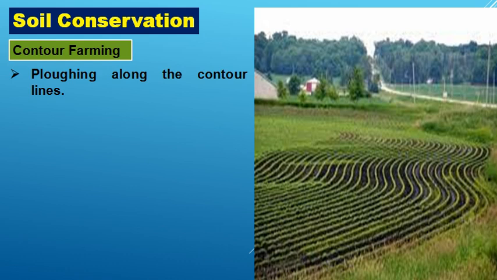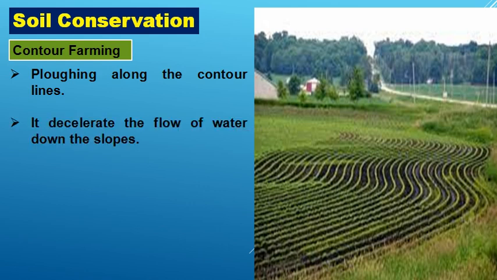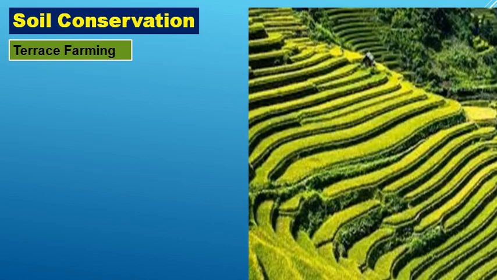So when plowing is done, it will never be done along the slope, which is wrong. Instead, it will be done parallel to the contours. So plowing along the contour lines is what is called contour farming. Now, what happens because of this? It decelerates the flow of water down the slopes. It will slow down the water, and this is called contour plowing.